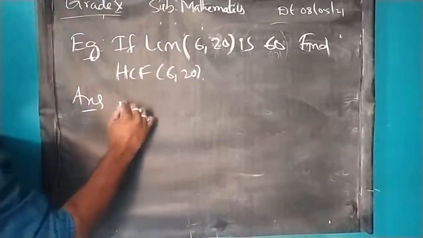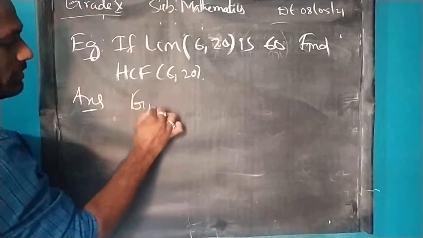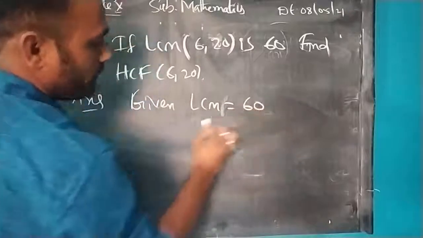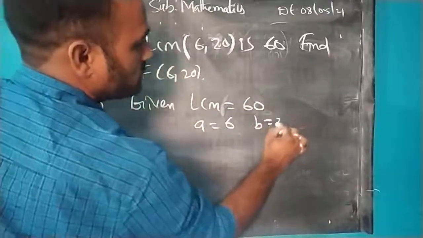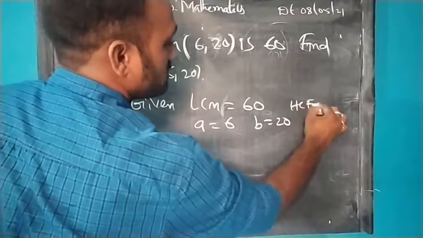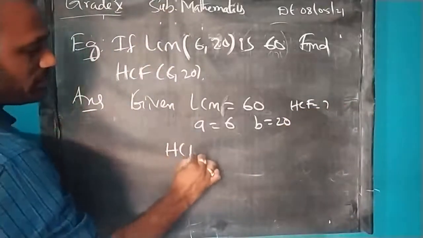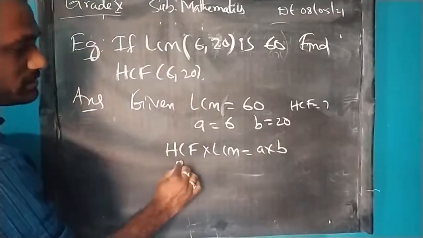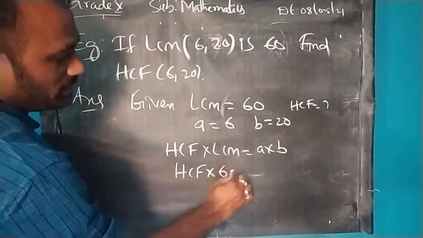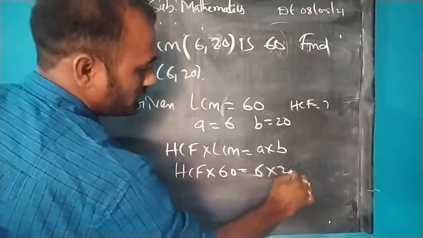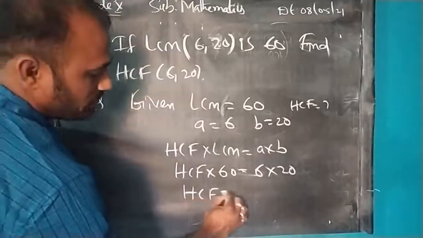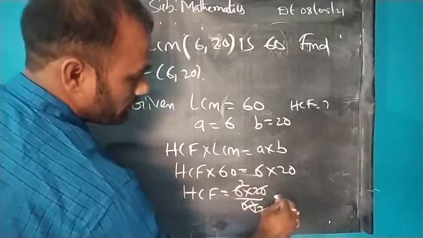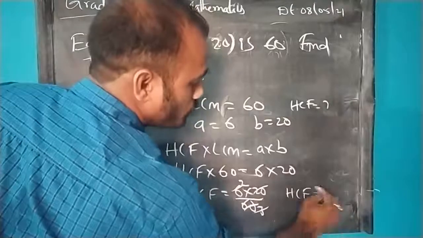So how to do this question means, first, what is given here? Given LCM is 60, A value is 6 and B value is 20, he is asking to find out the HCF. So we know the relationship between these, that is HCF into LCM is equal to A into B. So HCF we don't know, HCF into LCM, which is 60, is equal to A into B, which is 6 into 20. So HCF is equal to 6 into 20 by 60. 20 ones are 20, 3 ones are 3, 3 twos are 6. So HCF will be 2.